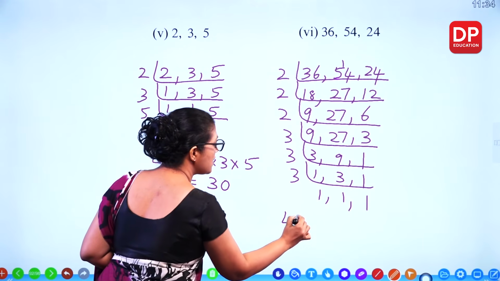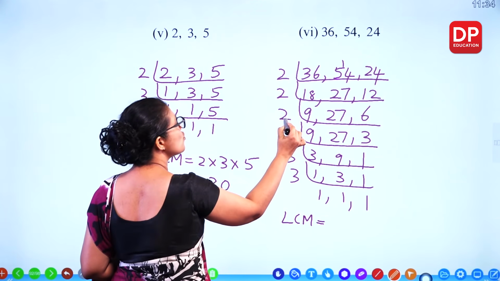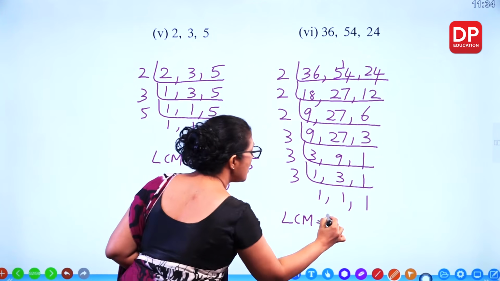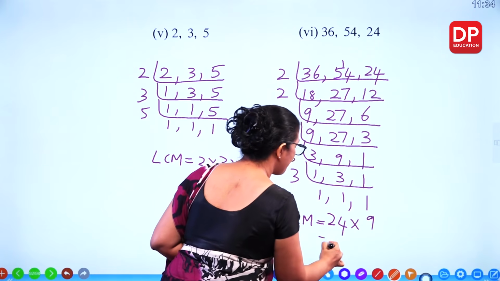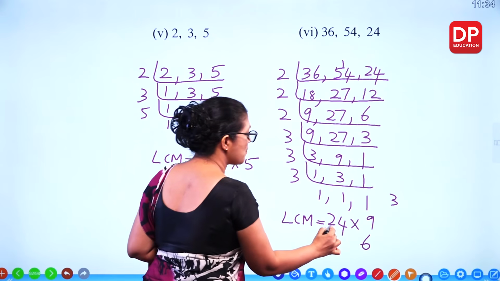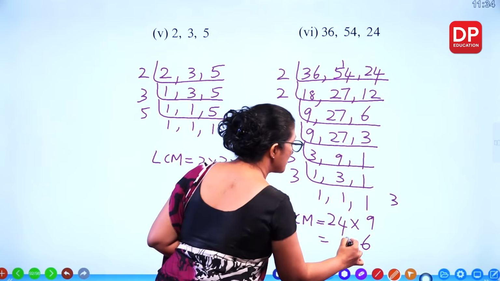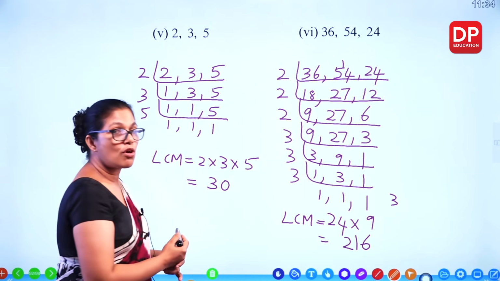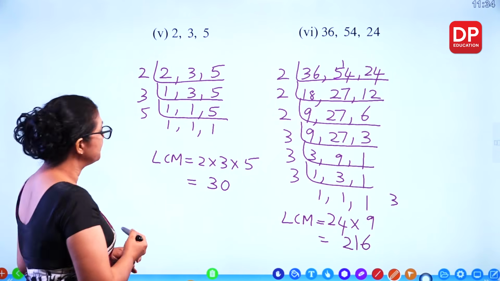Now what's the lowest common multiple? 2 times 2, 4. 4 times 2, 8. 8 times 3, 24. And 3 times 3, 9. 9 times 4, 36. 3 remaining. 9 times 2, 18. Plus 3, 21. So the lowest common multiple is 216.